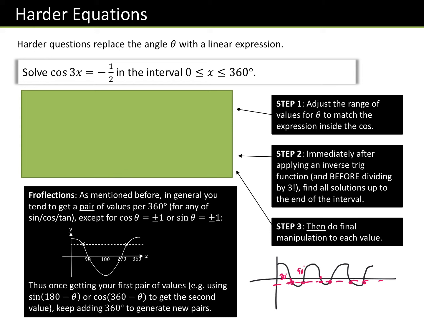What we're going to do is use our CAST diagram, and this is why our CAST diagram comes in handy, okay? Because no matter what transformation, now sometimes we might have 3x plus 10, okay? It doesn't matter what transformation, the CAST diagram can help us do it. So this is how we do these types of questions. Step 1. Cos of 3x equals negative a half. So what are we going to do? We are going to do inverse cos.